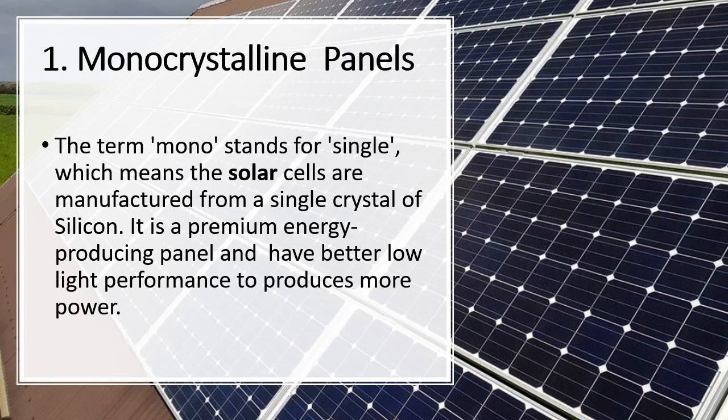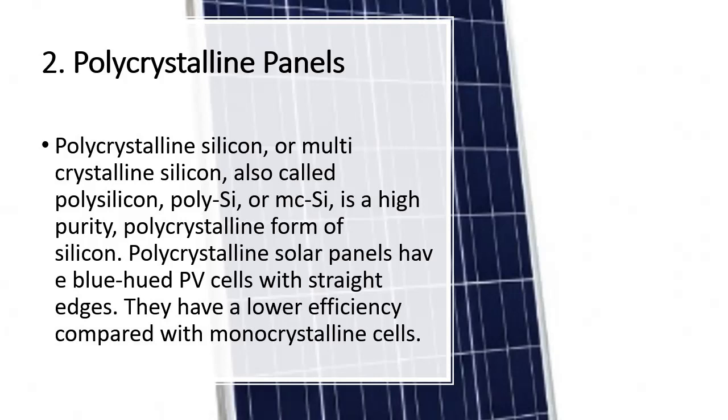The term mono stands for single, which means the solar cells are manufactured from a single crystal of silicon. It is a premium energy producing panel and has better low light performance to produce more power. On the other hand, polycrystalline silicon, or multicrystalline silicon, also called polysilicon, is a high-purity, polycrystalline form of silicon. Polycrystalline solar panels have blue-hued PV cells with straight edges. They have a lower efficiency compared with monocrystalline cells.